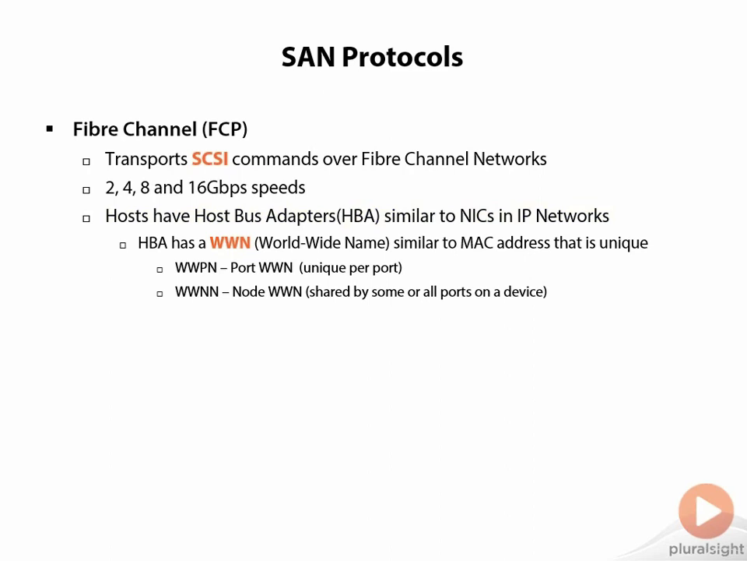So instead of having a MAC address like a network adapter card would have, an HBA has what's called a WWN, or a worldwide name. So it's similar to a MAC address in that it's unique. However, WWNs are comprised of two subcomponents. We have a port WWN, which is unique per port, and then a node WWN, which is shared by some or all ports on a device, because some HBAs are dual port. So it just depends upon your implementation.